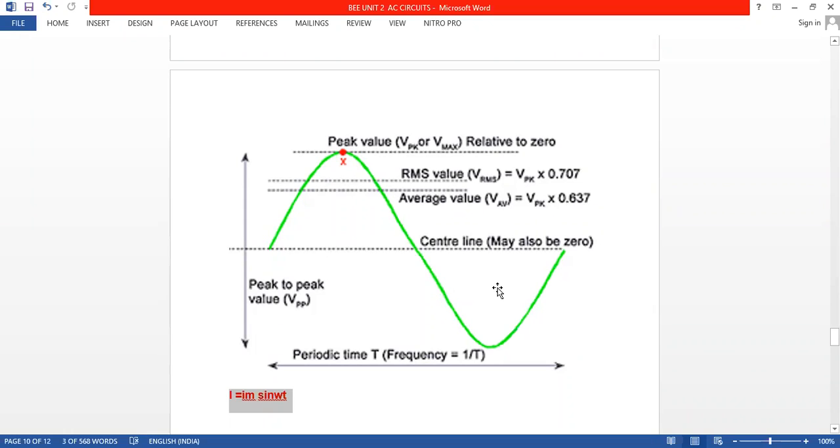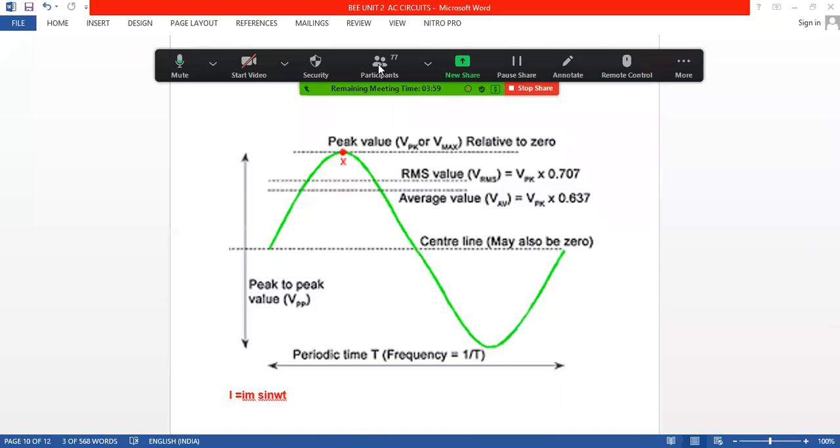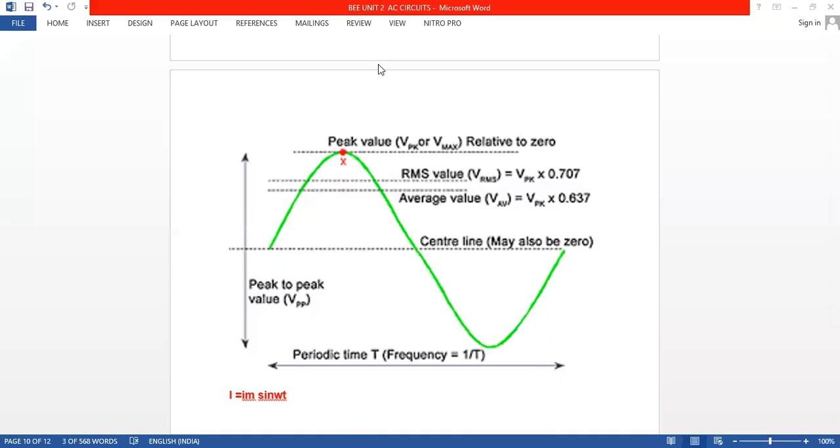The current which we get at your house, what is the name of that current? AC current. But that current is a combination of how many currents? Peak current, peak to peak current, average current, instantaneous current. Now, what is the formula for instantaneous current? I equals Im sin omega t. When I say instantaneous current or only the AC current, the formula is I equals Im sin omega t.